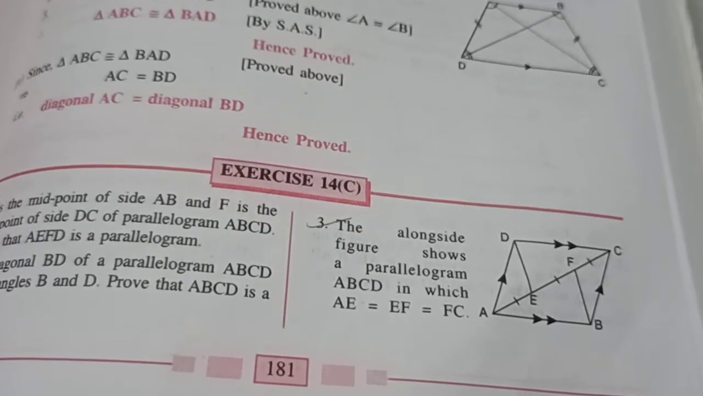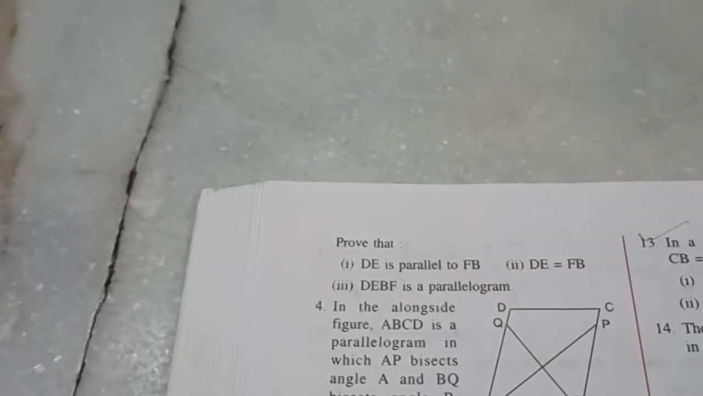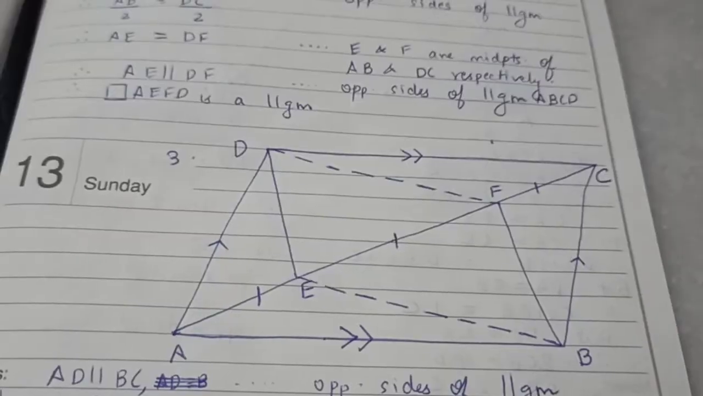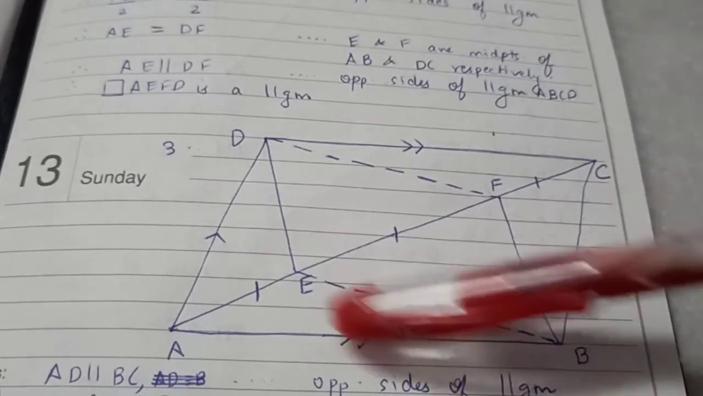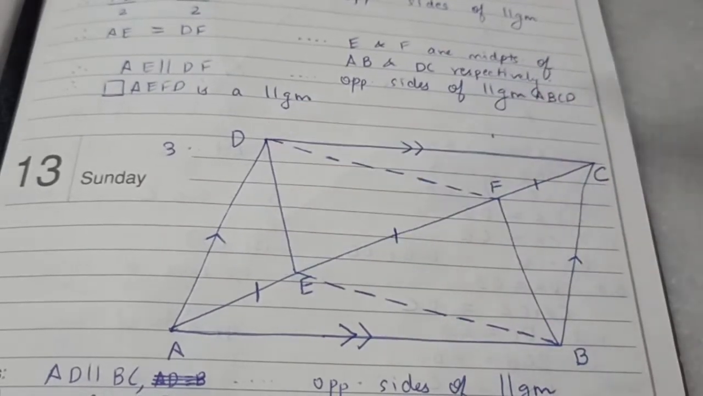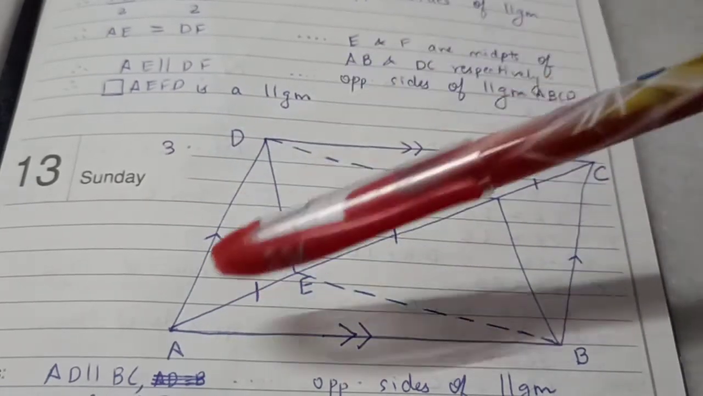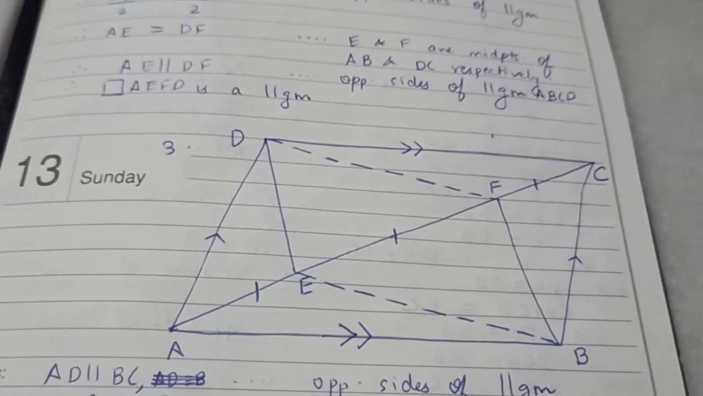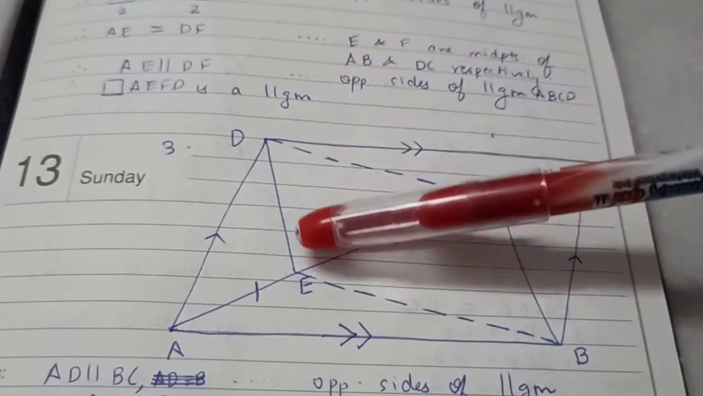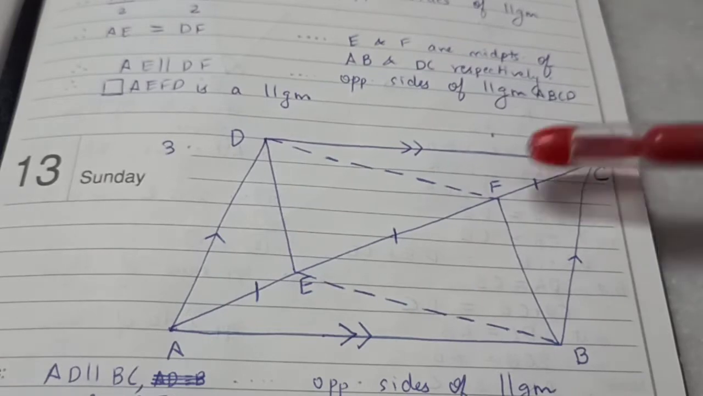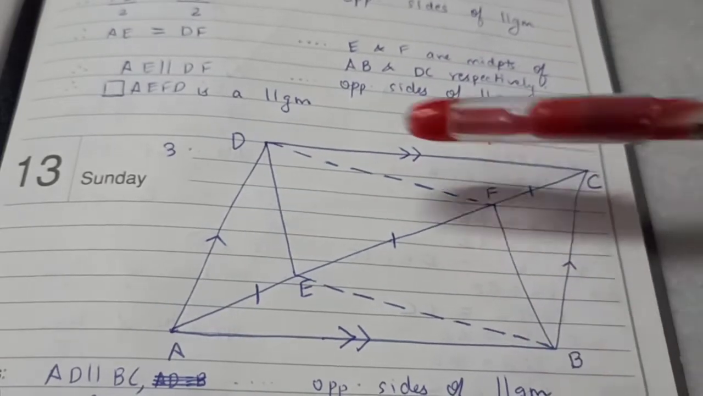Now this is question 3, and this is what we have to prove in question 3. There are 3 parts to it. So in the diagram, ABCD is a parallelogram. E and F are points of trisection, that is AE is equal to EF is equal to FC. First we have to prove that DE is parallel to FB, and we also have to prove them equal.